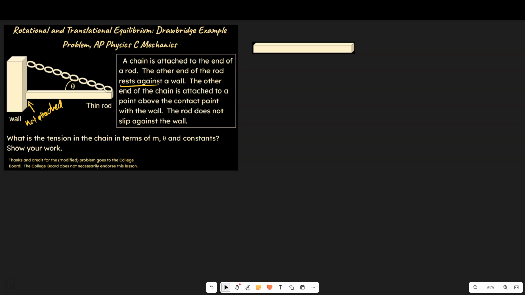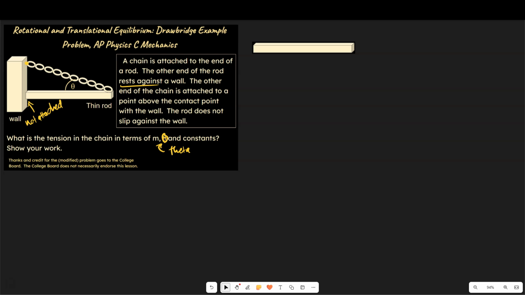The other end of the chain is attached to a point above the contact point with the wall. They're talking about this right here. The rod does not slip against the wall. The question is, what is the tension in the chain in terms of m, the mass, theta, and constants? In case you can't read that, I'm going to try to rewrite that as theta and constants. Okay, so let's go ahead and talk through how to do this.